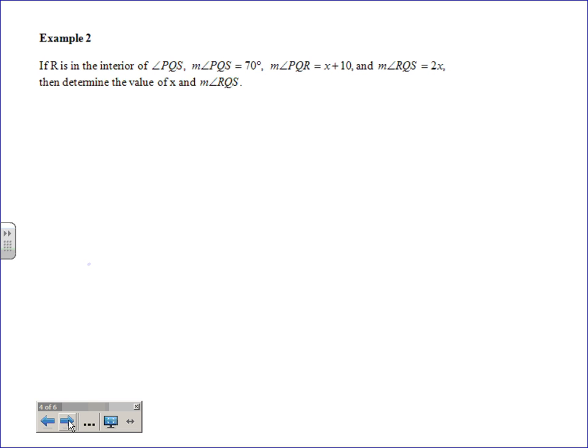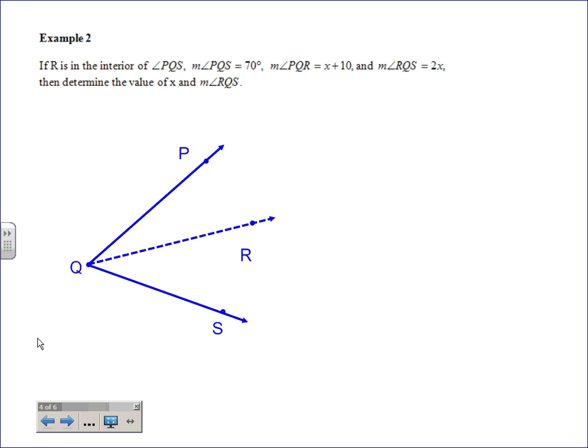And as promised, some algebra. If R is in the interior of PQS, did I draw that picture for you? I did? Yeah? Okay. There you go. What's that little m? Is that a typo? What's that doing there?